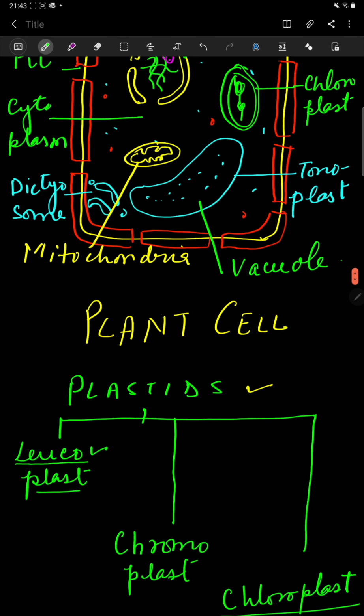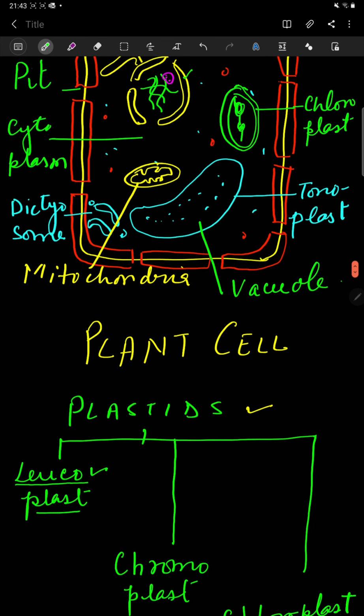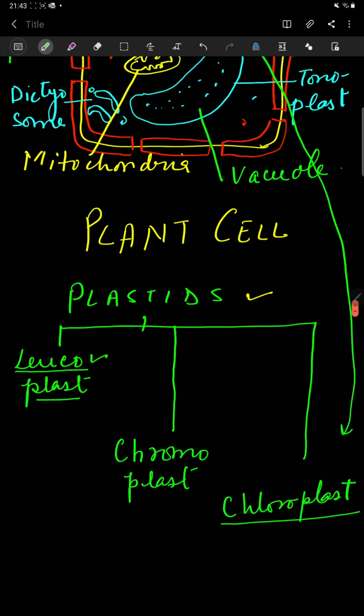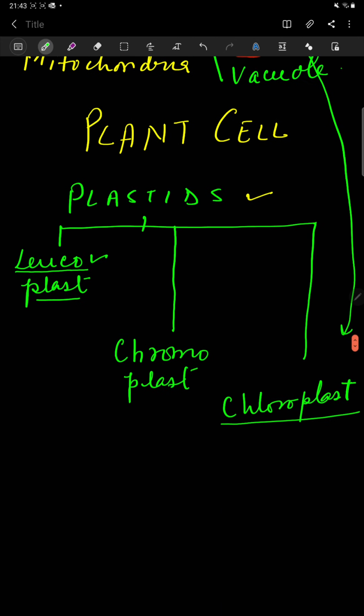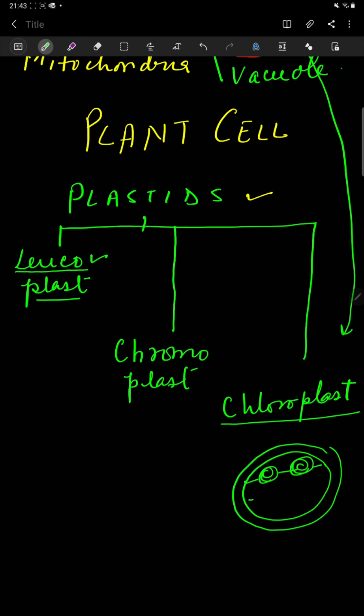Here is the structure, just see this one. I will take it out here and show you what kind of structure it is. The chloroplast is also surrounded by a double membrane. When we talk about the membrane, it is again made up of lipid and protein. Inside this chloroplast, chlorophyll is present. Chlorophyll is a pigment molecule which is green in color. This is the structure of chloroplast.